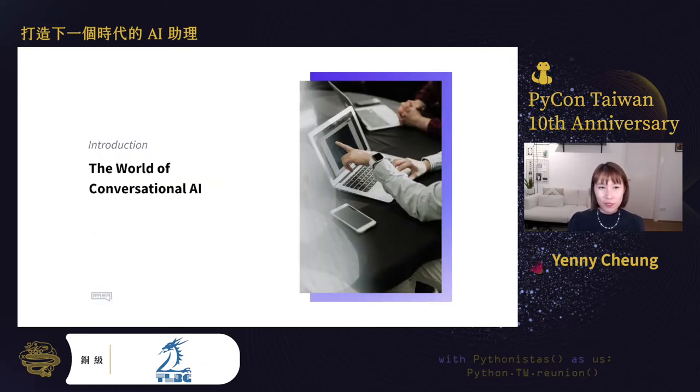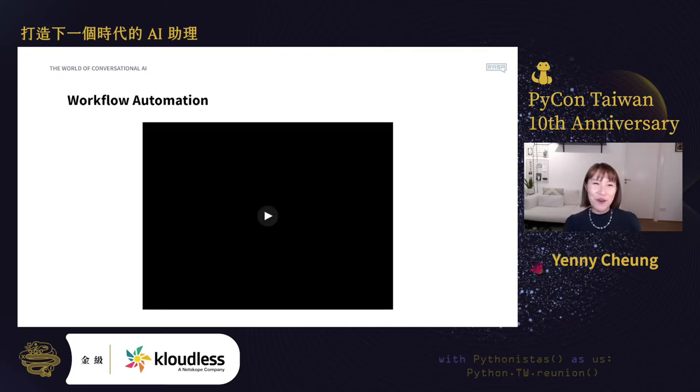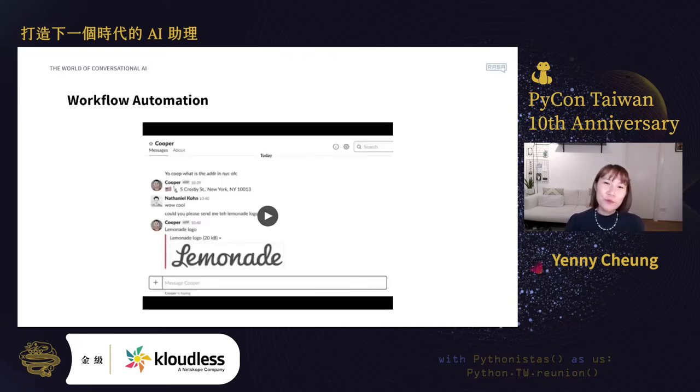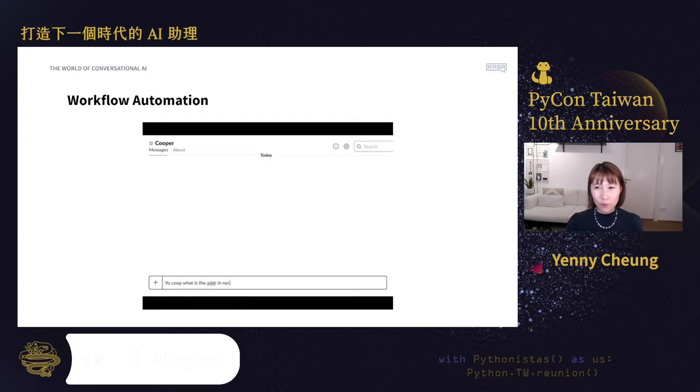We'll begin with the world of conversational AI as an introduction. I think for a lot of us, AI assistants are really the new faces of tech, right? If you look at the devices on the screen, we can now control our lights, play music, and reply to our text messages, even using smart home devices or your smartphone. They're really everywhere. And it's not just for the consumer space. In the B2B space, conversational AI is also used to automate repetitive tasks and workflows.